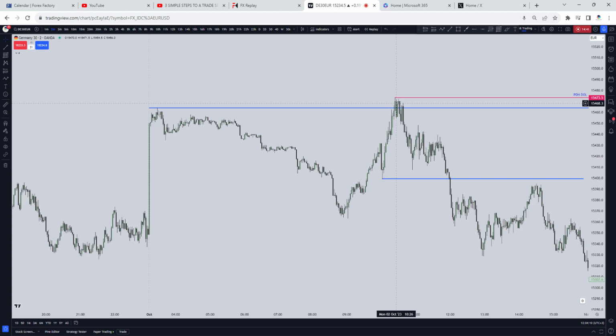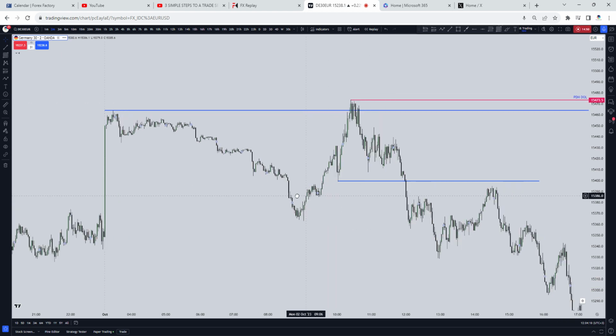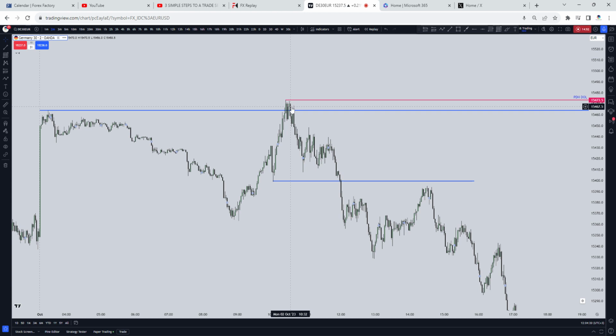Not a Judas swing. It's what do you call it? There are so many terms, guys. Sometimes I forget all these terms, but what is that? There is Judas swing and, yeah, this is a Turtle Soup. This is a Turtle Soup.